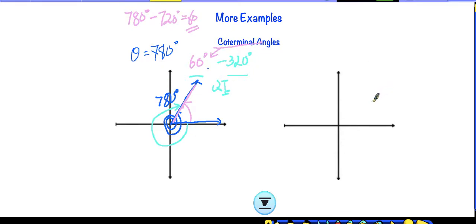Let's do one more example. This time let's deal with a little bit smaller angle, negative 130 degree. We start with the initial ray here. Since this is negative, we are going to draw clockwise. Half of a circle is 180, so I know it's not going to reach 180 yet. It's going to look like that. So this is negative 130.